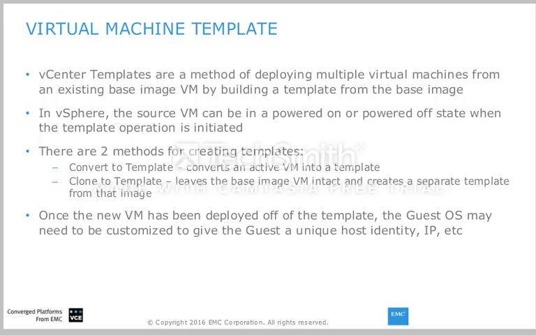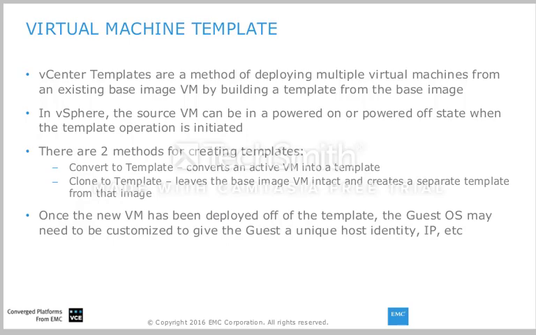Deploying a virtual machine from the vCenter template initiates a set of operations that copy the template files to produce a new virtual machine. Each deployed virtual machine will have the same configuration and storage data as the source template. To grant each virtual machine a unique identity, IP configuration, and other unique properties, the guest OS must be customized manually or through automation. There are two methods for creating templates in vCenter: convert to template.